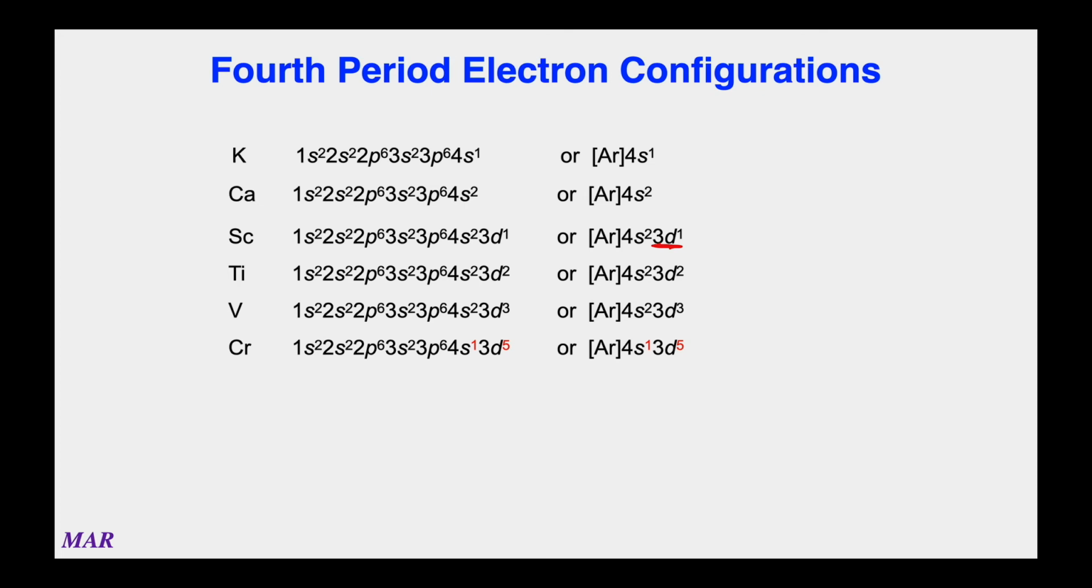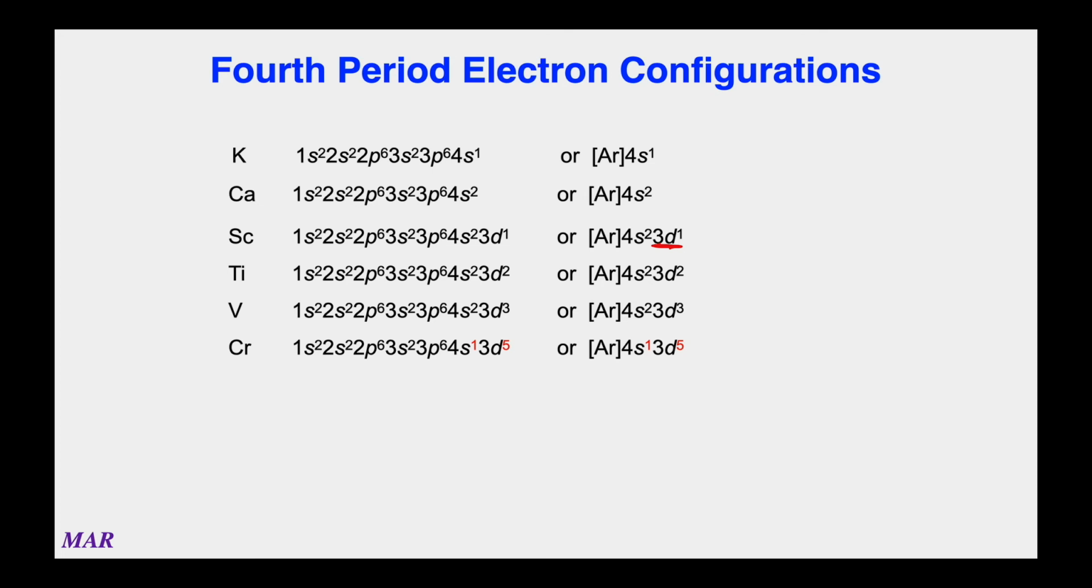This is a break in the n plus l rule, and chromium is the first exception to our rule. So I point this out because I want you to know that science hasn't figured everything out yet. It should be 4s2, 3d4 according to theory. In reality, it's 4s1, 3d5.